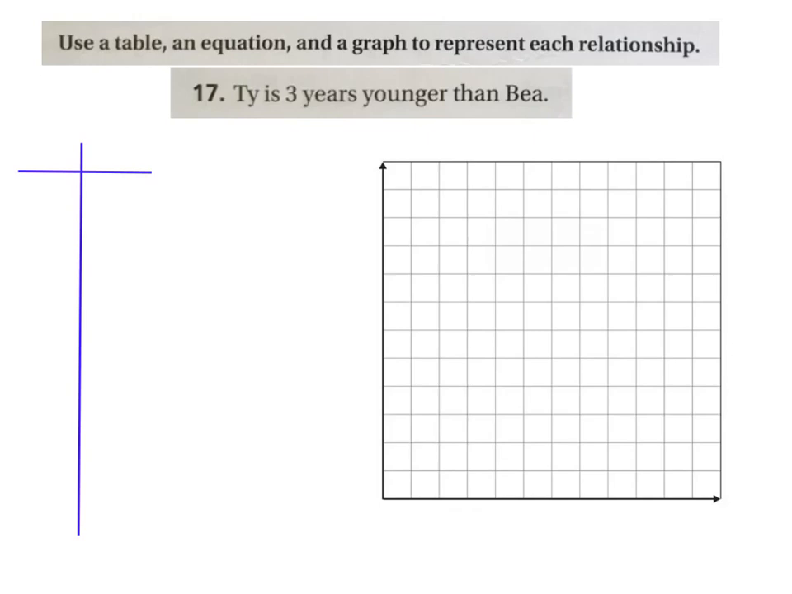And we could say, okay, I like to use X and Y. Let's just use X and Y because that's pretty standard for what you do. So we're going to say X here and Y here, and then what do we need to do? We need to define the variables. x equals Ty's age, and y equals Bea's age.